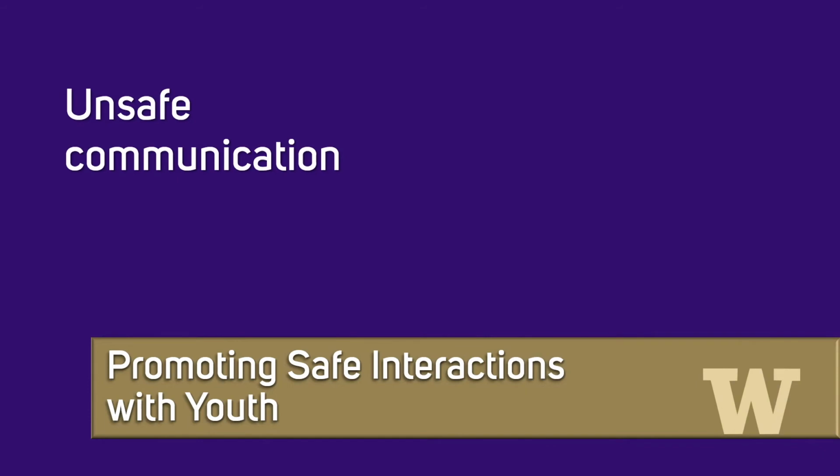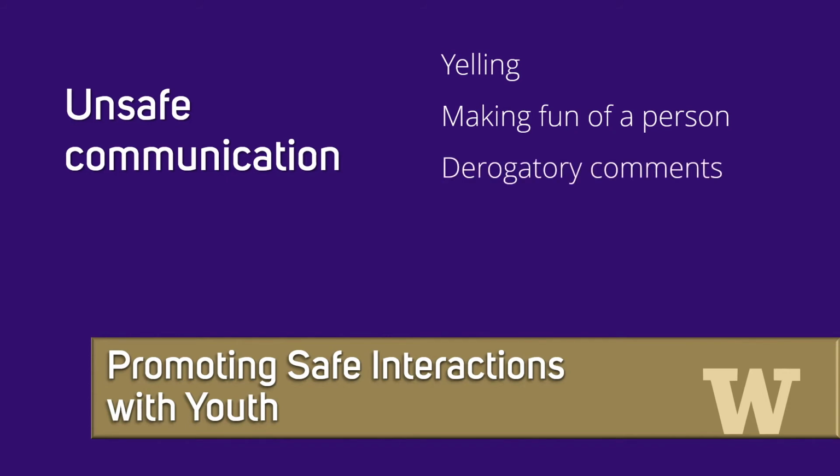Unsafe communication is prohibited in UW youth programs. Examples of unsafe communication include yelling in a threatening or aggressive manner, making fun of a person based on their race, national origin, gender identity or expression, sexual orientation, ability, or other identities, making derogatory comments about a person or group of people, threatening severe or harsh punishment as a consequence, and using intimidation as a discipline strategy.